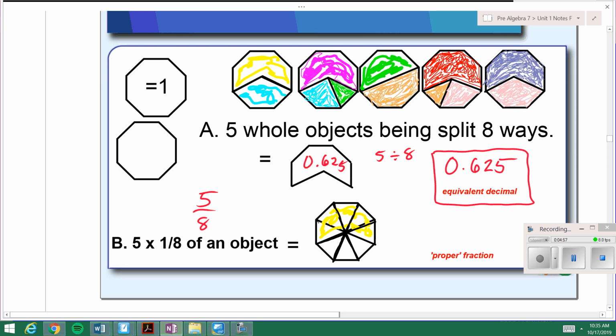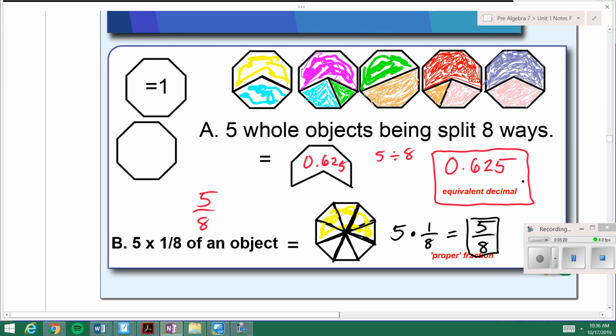Very nice for cutting into 8. It's very tough to make an octagonal pizza with actual real dough, I would assume, though. Anyway, you're cut into eighths, and you get five of them. And five of means times. 5 times 1/8 is equal to 5/8. So this would be the proper fraction, 5/8.